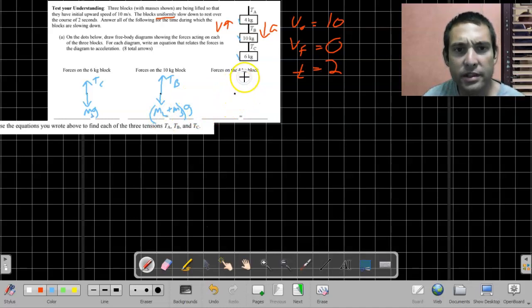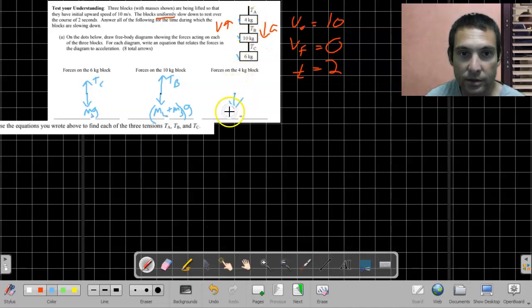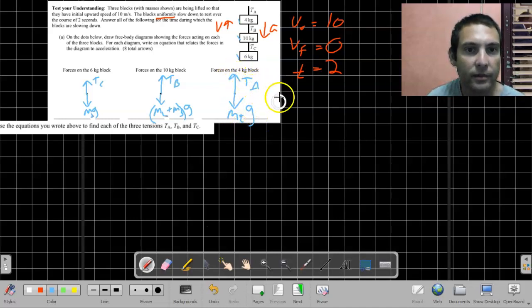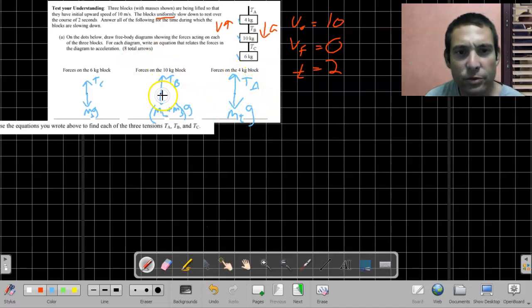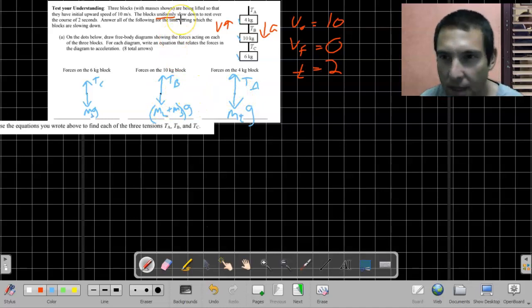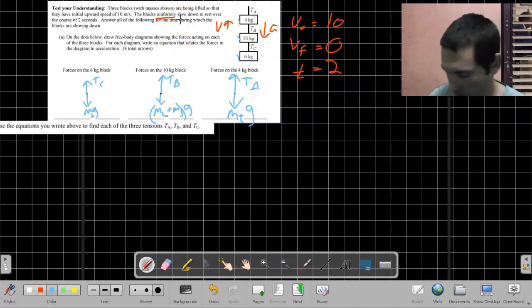Over here we have the forces on the 4 kilogram block. So that is going to be all 3 masses. I'm just going to call that my total mass times acceleration due to gravity, and then going up is TA. It says 8 total arrows, and I suppose we would have 8 total arrows if I had 2 going here and then 2 going here. That's fine. It's okay. This is going to help us with our problem solving. It's kind of a shortcut. It's going to make things a little bit cleaner and easier. So we're going to do that.